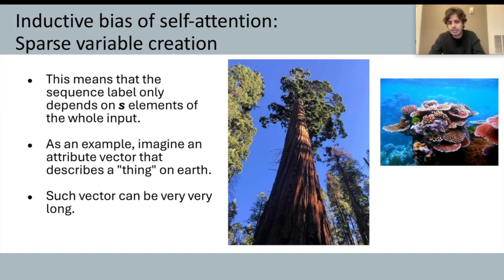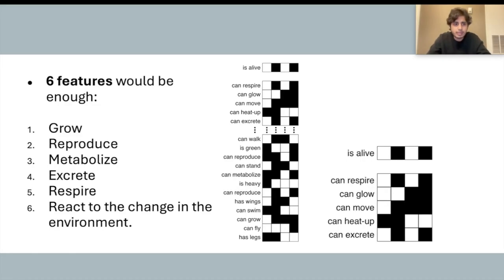This is a very mathematical concept that I described, but let me give you an example of something that you could wrap your head around. Imagine an attribute vector that describes a thing on Earth. If I wanted to ask you how to describe something that was living on Earth, you could give me 100 million different ways to describe them. And those could be different based on if you're talking about a sequoia tree versus a coral reef. We could create a whole list of different things, like if it's alive, if it can walk, if it's green, if it can stand, if it can swim, if it has wings, right? And each of those different features might be true for certain things in the world that are alive.